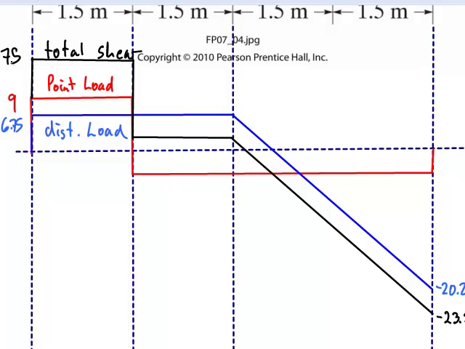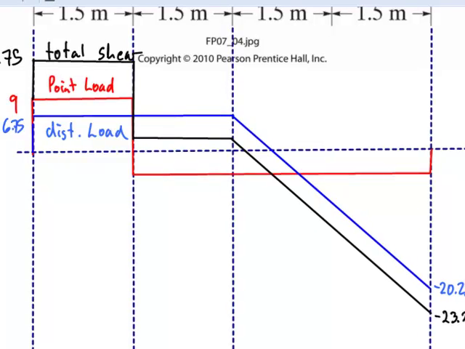So here we see the 15.75 and the 23.25. Those are our support reactions that we calculated before. We didn't have to calculate them. They come out of the shear diagram. All right. What about our moment diagram? Oh, we do the same thing.